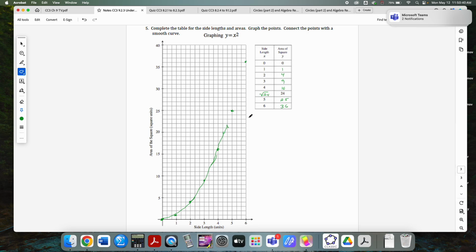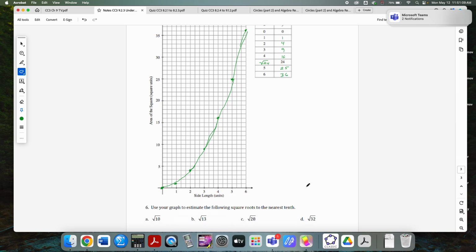Uh-oh, I hate it when I hit that little button. And you want to try and hit all those dots and make this as smooth as possible. Should look something like that. This is half of a parabola. You'll study parabolas more next year. All right, and then it says use your graph to estimate the following square roots to the nearest tenth.